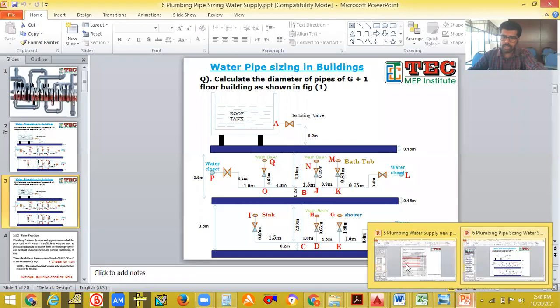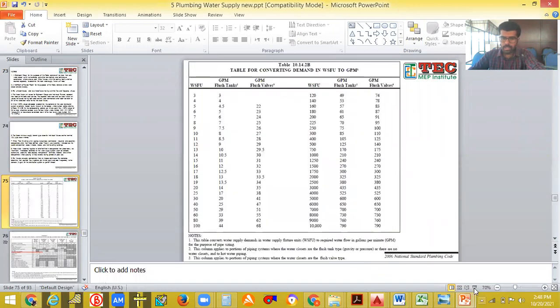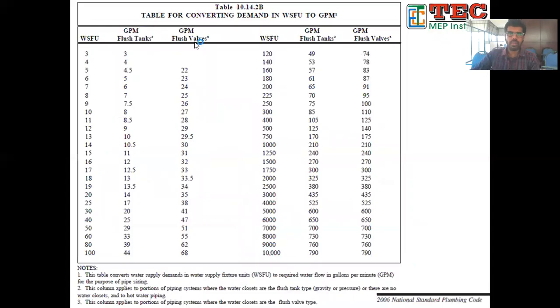For finding that out, we have another table. This is the table for converting demand in WSFU to GPM. So we can convert WSFU to GPM. Okay. So with respect to WSFU, GPM is given. Here we can take flush tanks. If the WSFU is 3, GPM will be 3. If it is 4, 4. If it is 5, 4.5. If it is 6, 5. If it is 20, 14. 25, 17. If it is 120, 49 is the GPM.